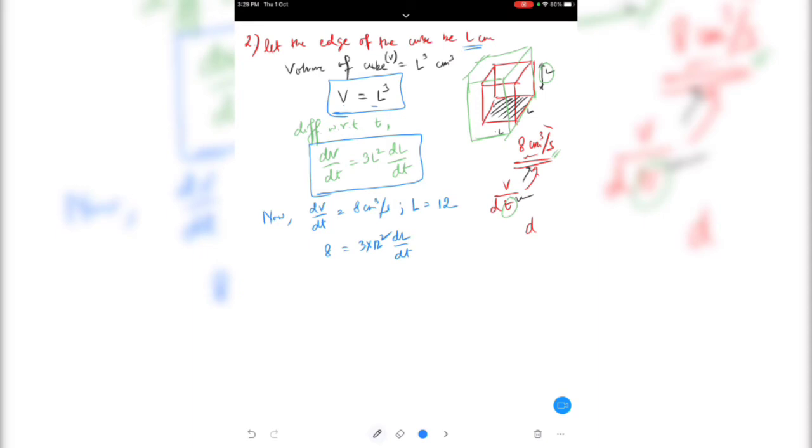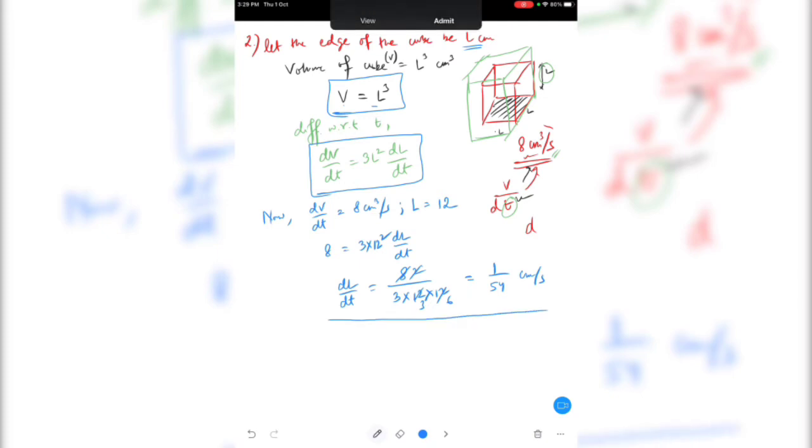Okay, so let us find dL/dt. dL/dt is equal to 3 divided by 8 divided by 3 into 12 into 12. So I get something close to 4. This one is 3 and this one is 6. So it is coming 1 by 54 centimeter per second. Everyone understood? So I found out the value of dL/dt.